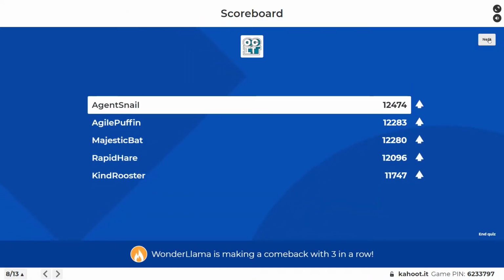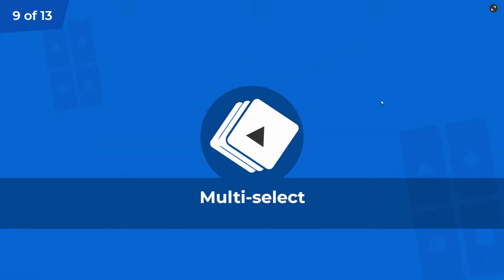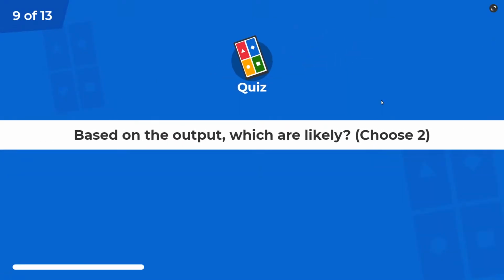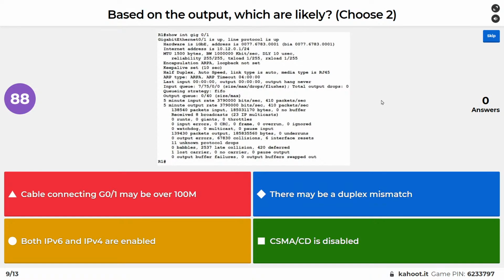Scoreboard at the top: Agent Snail, followed by Agent Puffin, Majestic Bat, Rapid Hair, and the kind. I think that was a rooster. All right. Question 9, Multiple Select. Which are likely based on this output? And I want exactly just 2 answers for this one.